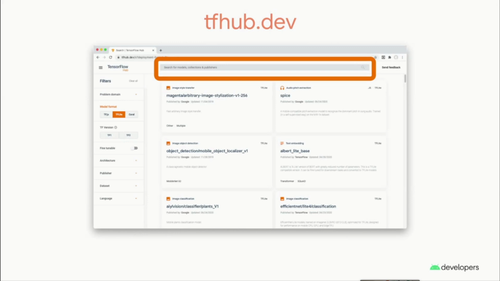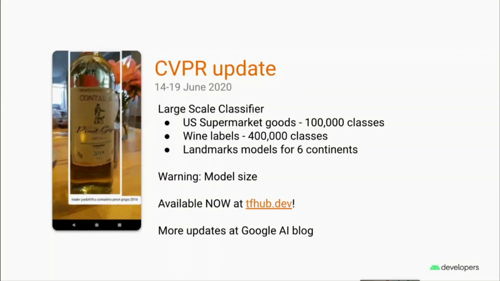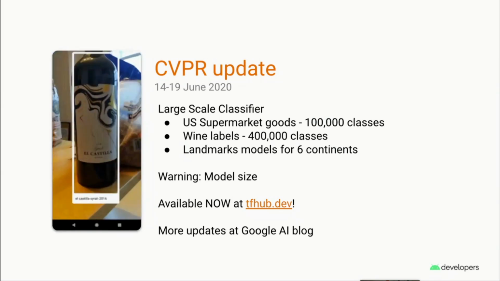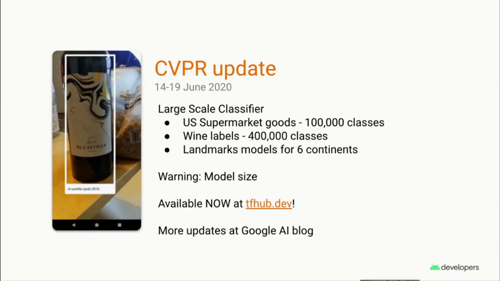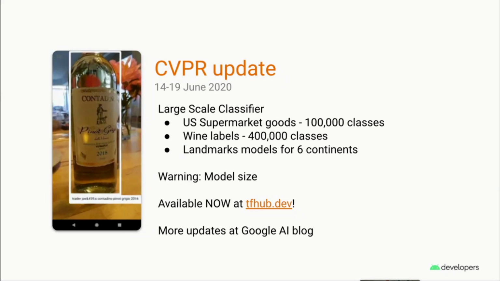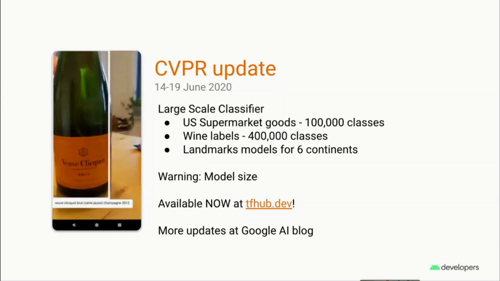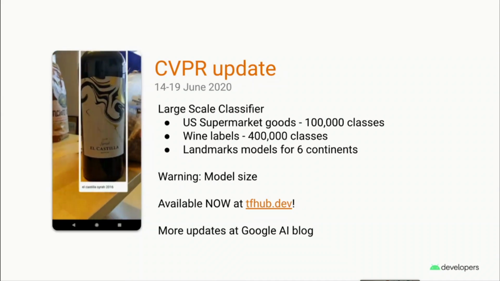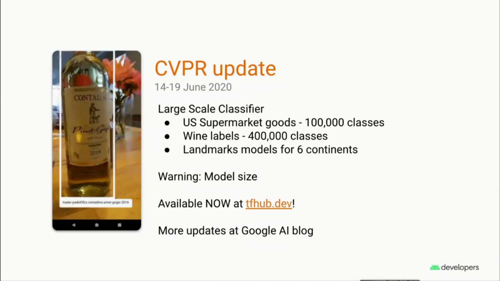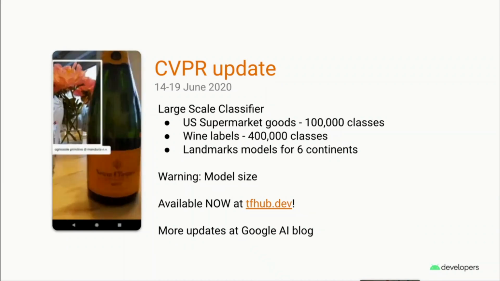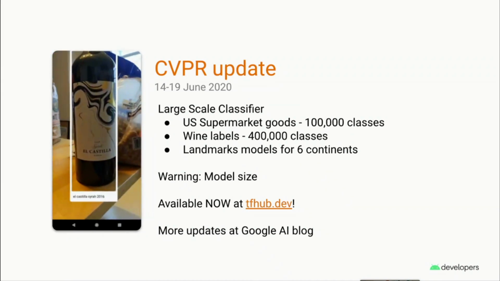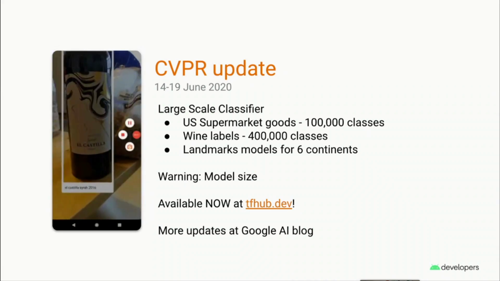I just want to highlight a couple of models that are available today on this site. At CVPR, which is a large industry conference for image processing, this year we launched several large-scale classifiers. These kinds of numbers were previously only possible in cloud-based machine learning models. But our research team have managed to shrink them sufficiently and make them performant enough that they can actually perform live against real images. So for supermarket goods, we can classify between 100,000 different classes.